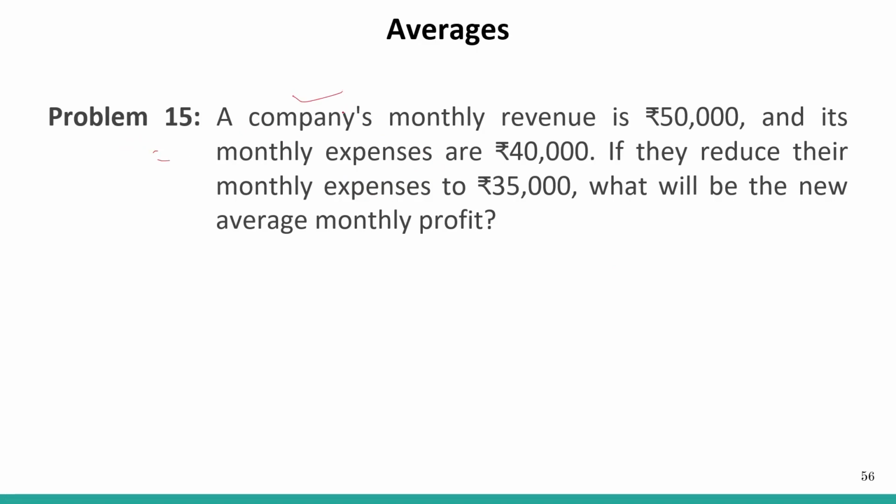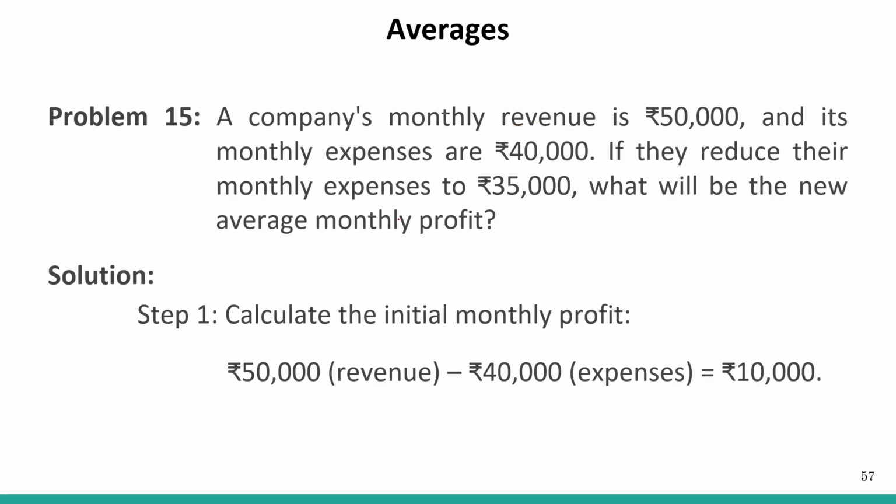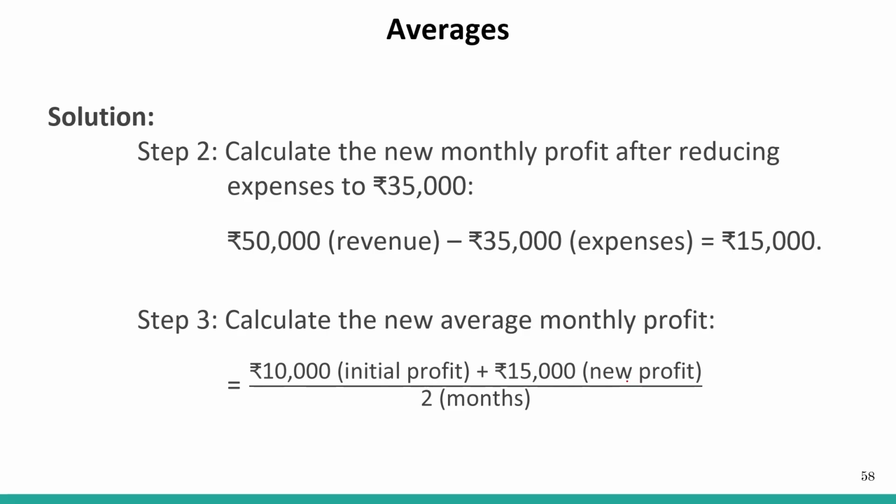A company's monthly revenue is 50,000 and its monthly expenses are 40,000. If they reduce their monthly expenses to 35,000, what will be the new average monthly profit? So the initial monthly profit is 50,000 minus 40,000, which is equal to 10,000. Now calculate the new monthly profit after reducing expenses to 35,000: 50,000 revenue minus 35,000 expenses is equal to 15,000.